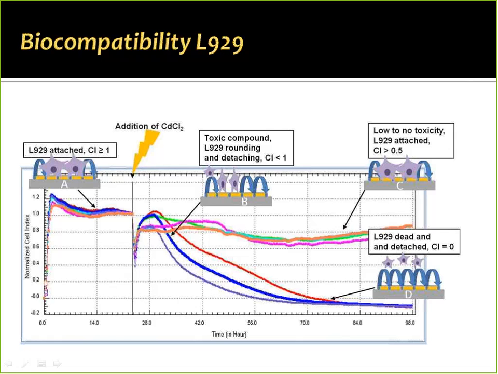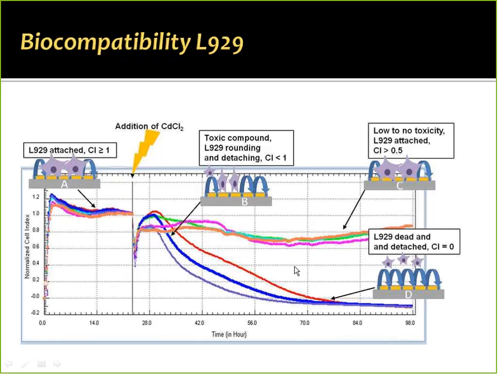When, of course, the cells are still attached, like with a non-toxic extract or a negative control, which is just media alone, then, of course, the cells remain attached. We have disrupted this electric field, and so the cell index remains at greater than 1 for the duration of the experiment, which is typically the 72 hours post-addition of the extracted material. And so this is typically how we do a cell biocompatibility assay.